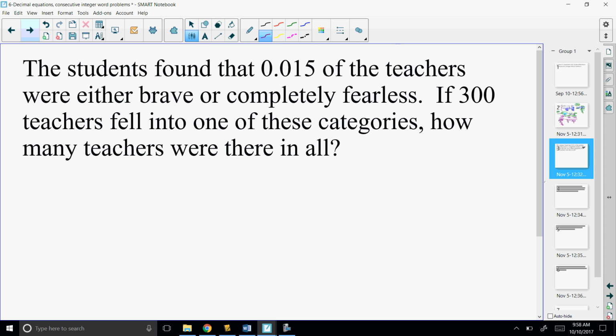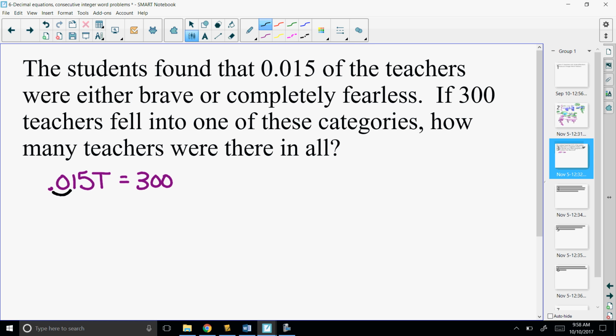I could set up an equation. I could say that 0.015 of the total number of teachers is what value? 300. They're completely fearless or brave. How would you solve that? It's a decimal equation again, right? I could change it into whole numbers. Move your decimal point over how many places?